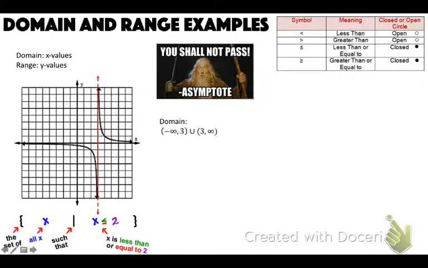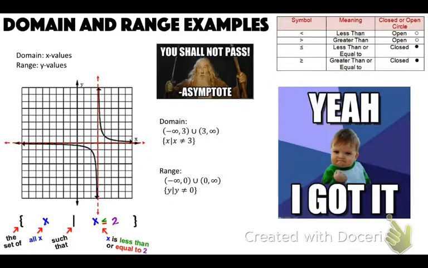So then here, our domain is -infinity to 3, and then the U means a union. Always put the U there. And then from 3 to infinity. And we can write that as x such that x does not equal 3. So that's telling us it equals every other number except for 3. Our range here is -infinity to 0, and then 0 to infinity, and y such that y cannot equal 0.